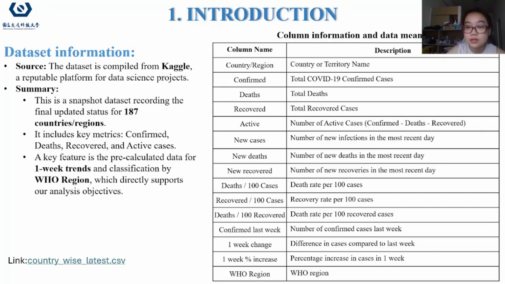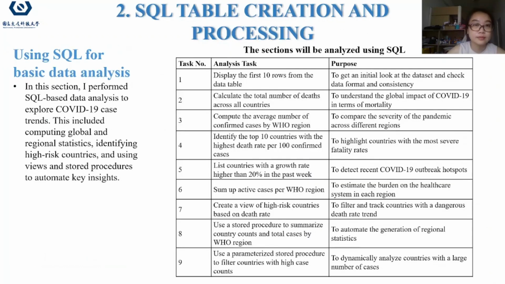Confirmed last week is the number of confirmed cases last week. 1 week change is the difference in cases compared to last week. 1 week percentage increase is the percentage increase in cases in 1 week. WHO region is the WHO region. And we will come to the SQL table creation and processing.